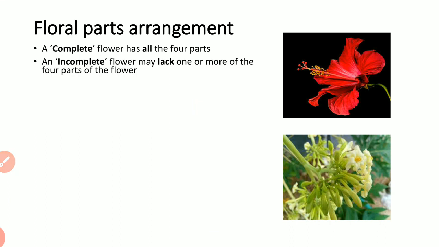An incomplete flower may lack one or more of the four parts of the flower. Some flowers lack one or more parts, and this is called an incomplete flower. If the sepals and petals are absent, then the flower is called a tepalous flower.